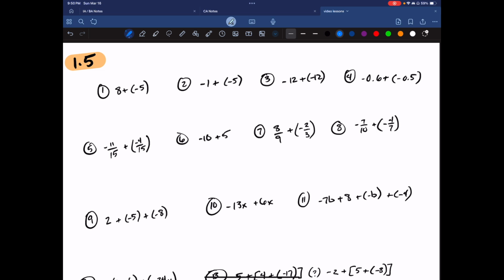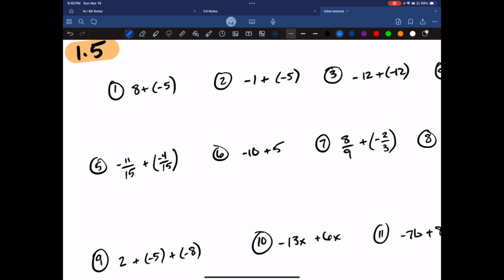On number one here, it says 8 plus -5. Well, adding a negative is the same thing as 8 minus 5. Right? So plus a negative is the same thing as subtraction. In certain situations, it makes sense to add a negative instead of just subtracting, which is why we're talking about it. That's why we're having this conversation. But I understand at first it can be a little confusing.